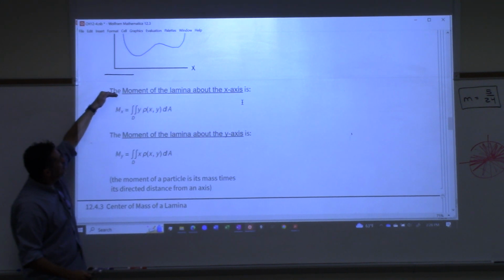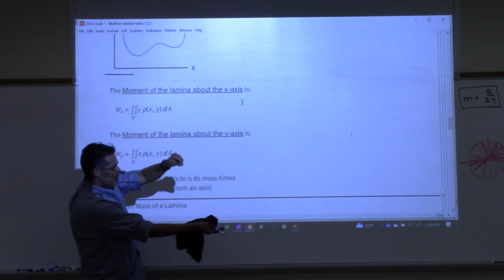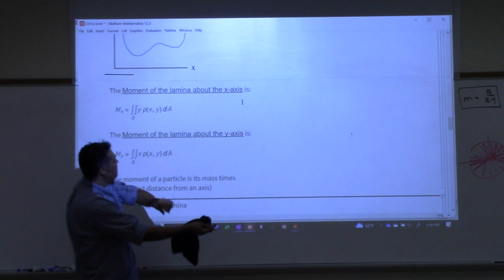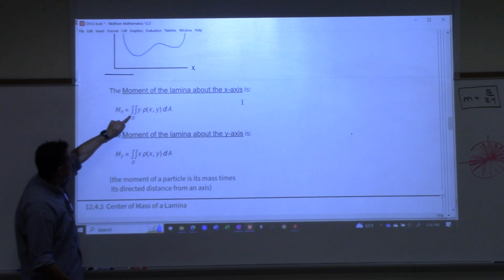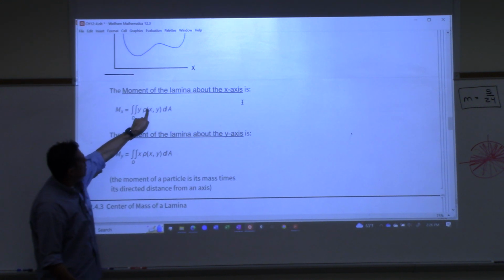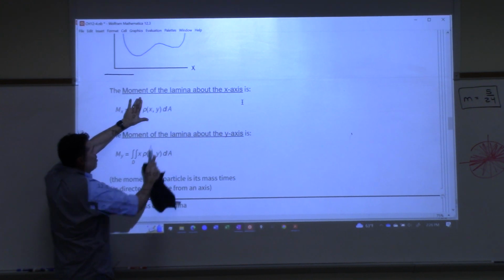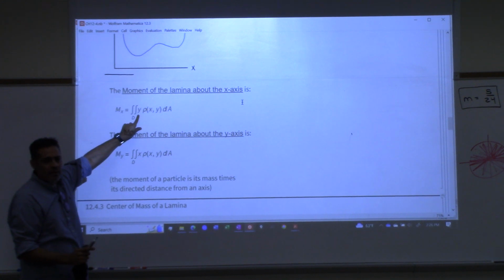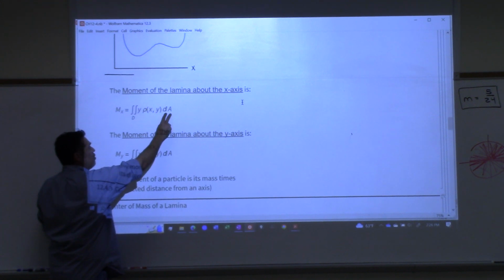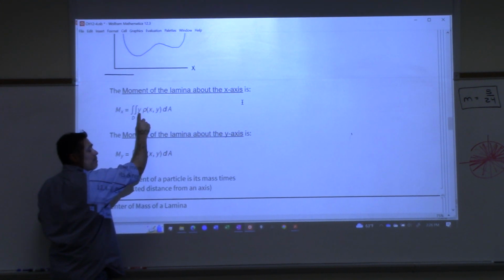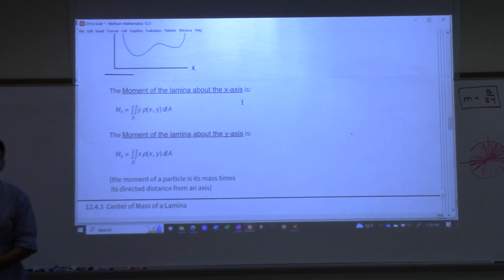So this first definition says the moment of the lamina about the x-axis. So x-axis, which means when you go up to your point, that's a distance y, right? The moment about the x-axis, that's the notation we use for it, capital M subscript x, is the double integral over D. Recognize this part on the side? That's what we use to calculate mass, right? Now all we do is we actually multiply everything by y, which was that distance. So you're doing the mass at each point times the distance that point is from the x-axis. And you add them all up, and that gives you your total moment about the x-axis.